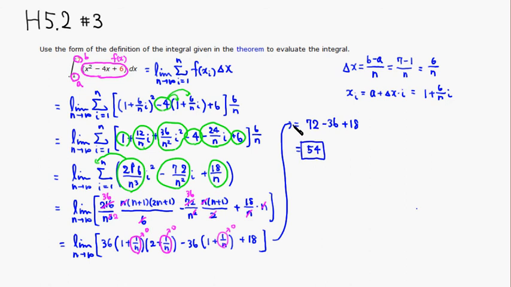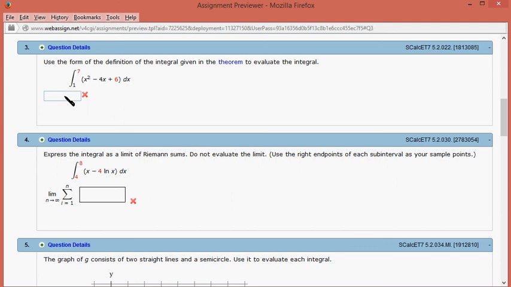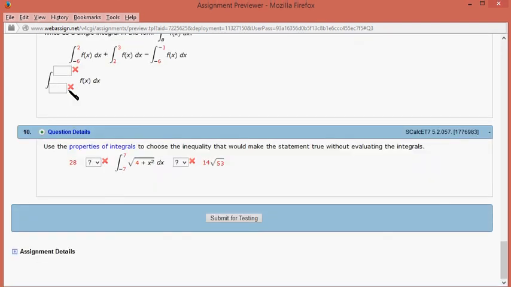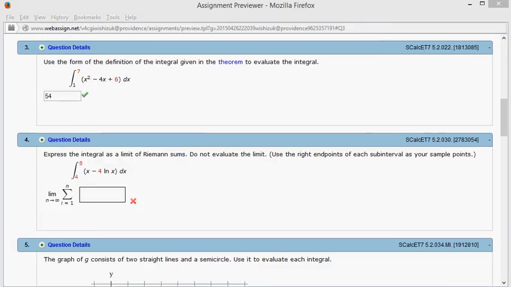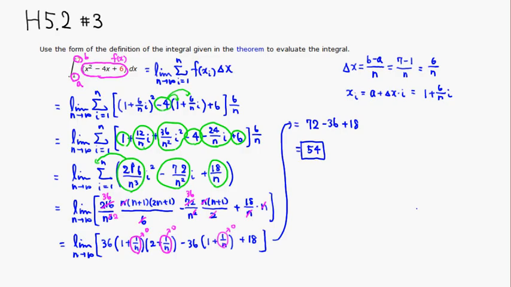Alright, so let's check the value here. We got 54 from here. Let's go submit for testing. Alright, I came back and it looks like we got this one correctly. That's it. I hope that this was clear.